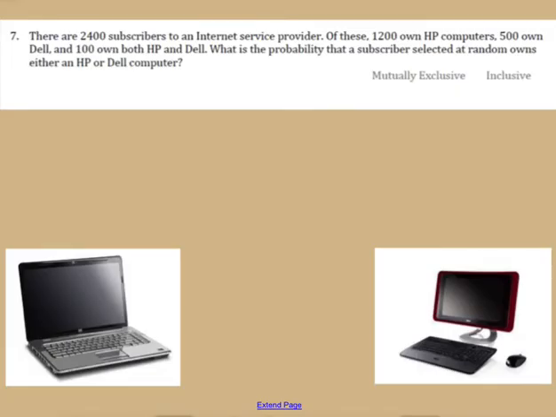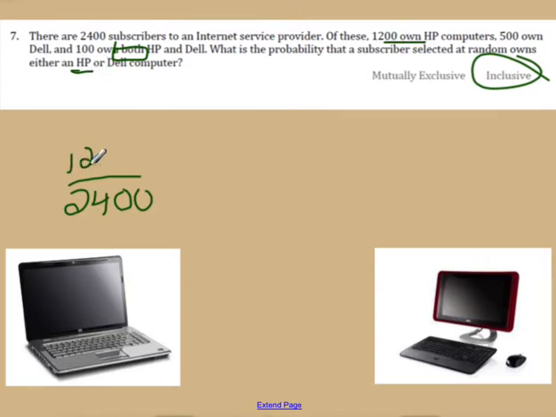All right, let's take a look at number 7. So there are 2,400 subscribers to an internet service provider, 1,200 own HP, 500 own Dell, 100 own both. Again, because it's giving you that both portion, it's an inclusive event. So we have 2,400 subscribers. So first thing I want to do is calculate the probability that it's HP. Well, 1,200 own an HP. So that's my first probability.